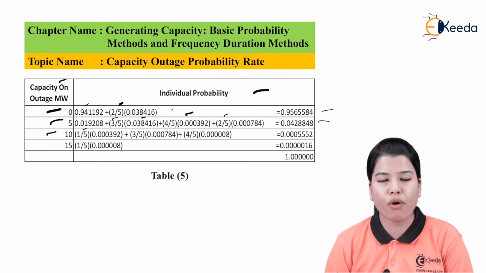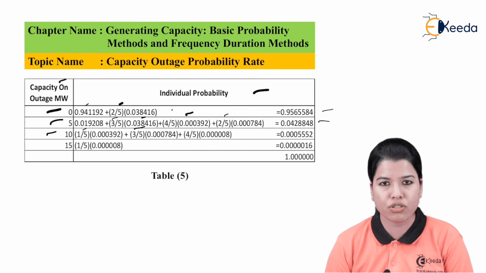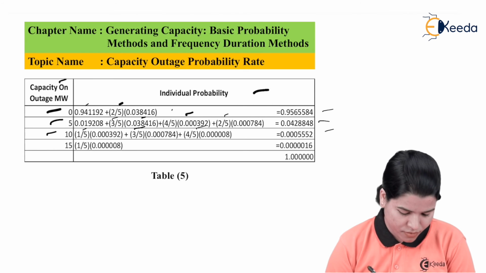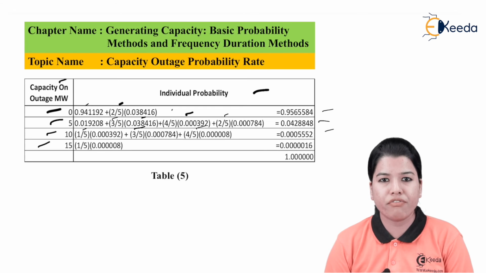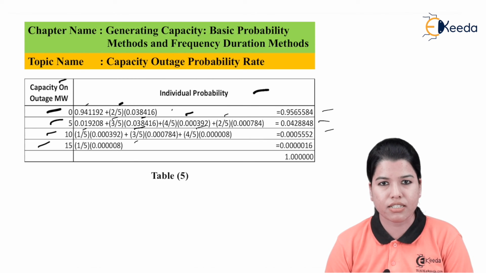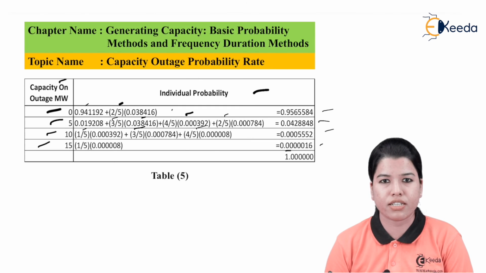5 multiplied by 0.000392 plus 3 by 5 multiplied by 0.000784 plus 4 by 5 multiplied by 8 into 10 raised to minus 6. So the answer is 0.000552. Now the next unit is having the capacity of 15 megawatt. So the probability for the 15 megawatt unit can be calculated as 1 by 5 multiplied by 8 multiplied by 10 raised to minus 6, which is equal to 0.0000016. So if we add all the probabilities, we will get the answer as 1.